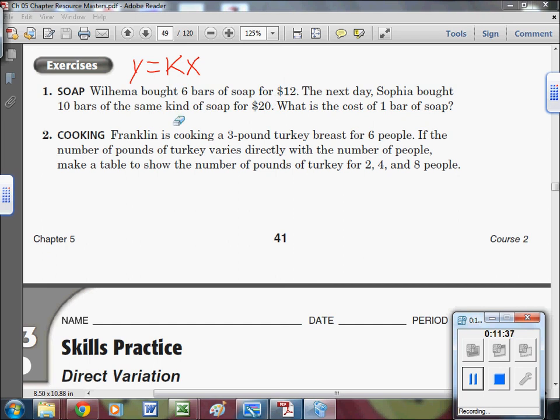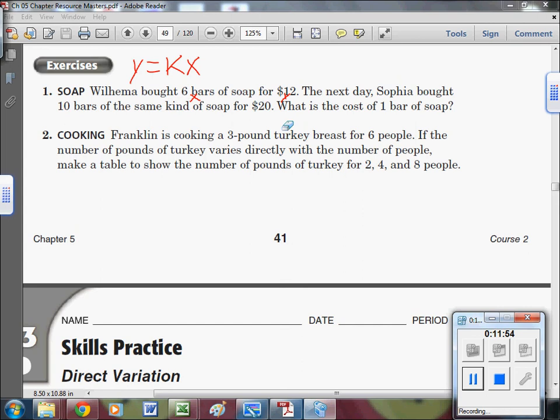When you go to the store, you don't choose how much money. You choose how much soap you need. You're choosing how much soap to buy. That's the first thing you choose. So the amount of soap you buy determines how much you pay. Because of that, the bars of soap are going to be x, and the amount that you pay is going to be your y.